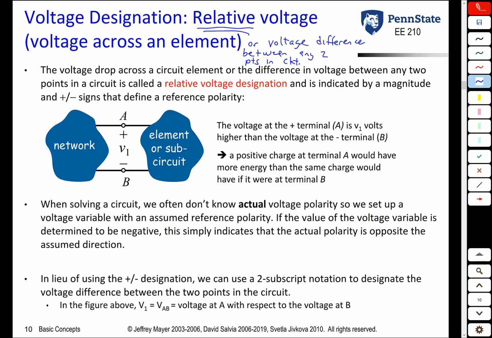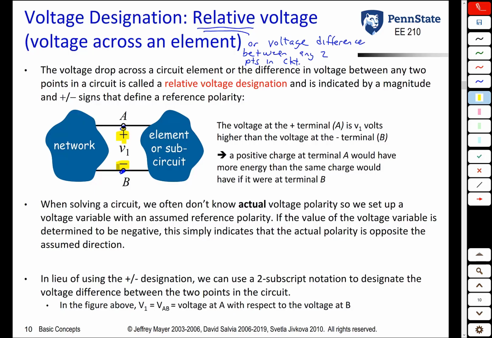So when you talk about the voltage across an element or the voltage difference between any 2 points in a circuit, you need a magnitude, 5 volts, 3 volts, 2 volts, and you need a plus and minus sign to indicate which of the 2 points has the higher voltage. So for example here, if you have a circuit with point A and point B, we say that point A is V1 volts higher than point B. We have the plus associated with the A and the minus associated with the B.